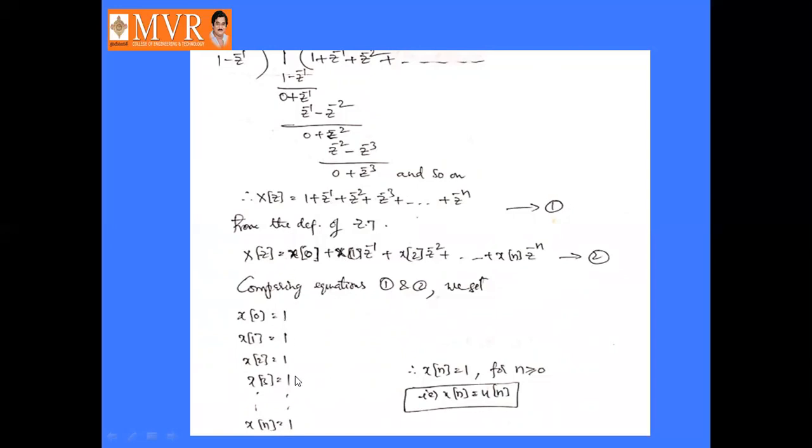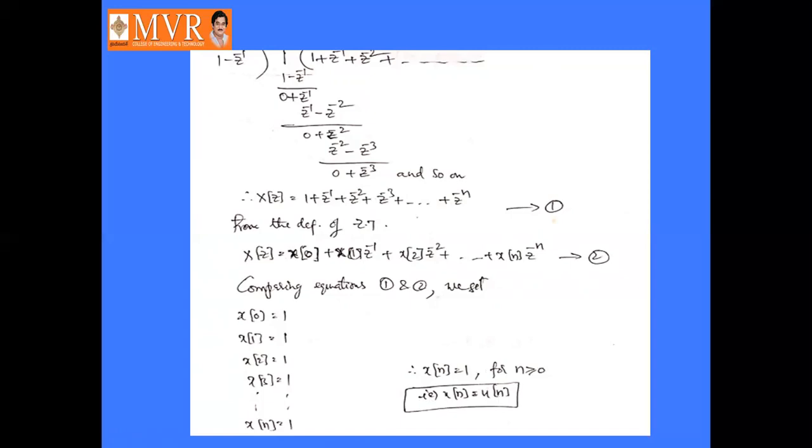So x of n is also 1. So we can say that x of n equal to 1 for n greater than or equal to 0, or x of n equal to 1 means u of n. That is the power series method or long division method, one method of inverse z-transform.